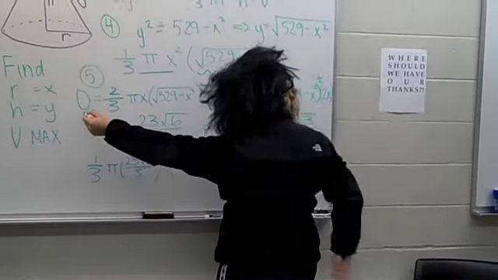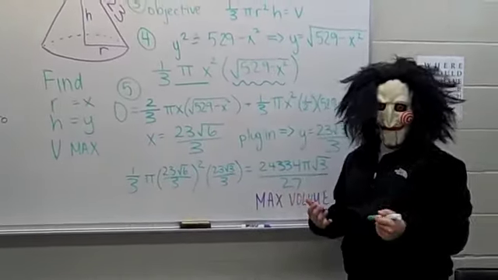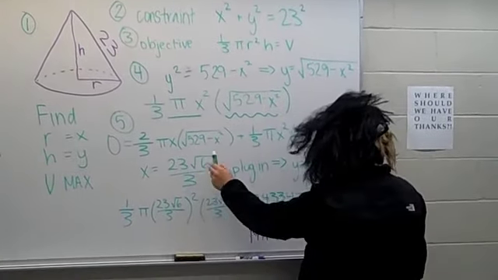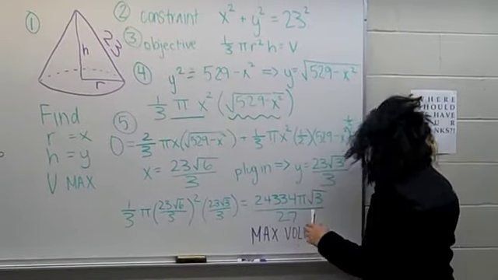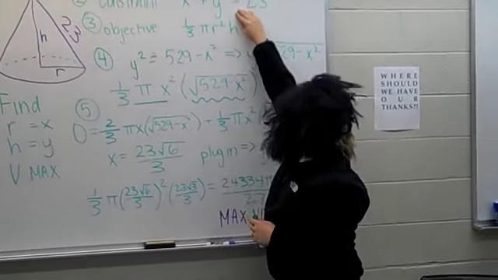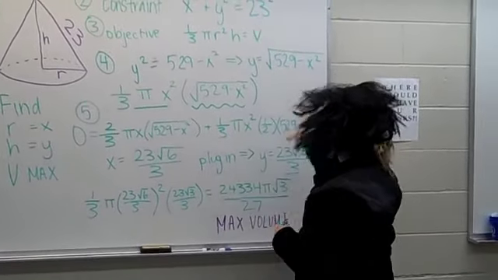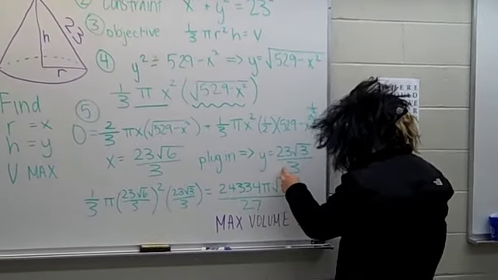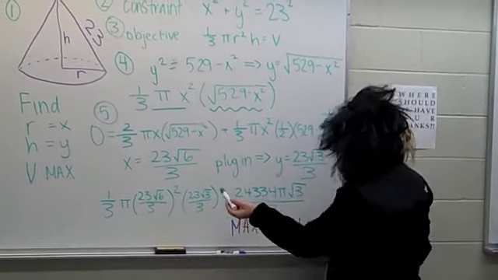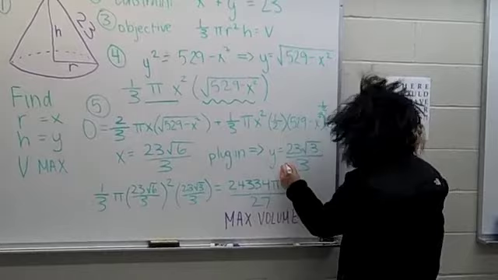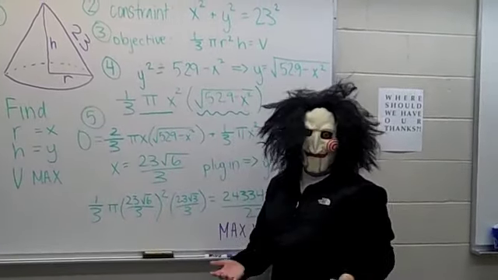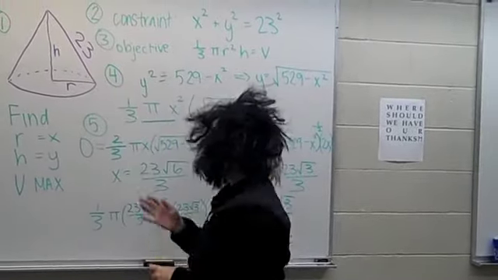When you set it equal to 0, and you solve on the calculator, you get x equal to 23 root 6 over 3. Now, you have to take this x and plug it into the constraint to find y. When you do this, you find y is equal to 23 root 3 over 3. And now this gives you the radius and the height of the right circular cone that will give you the maximum volume with a hypotenuse of 23.